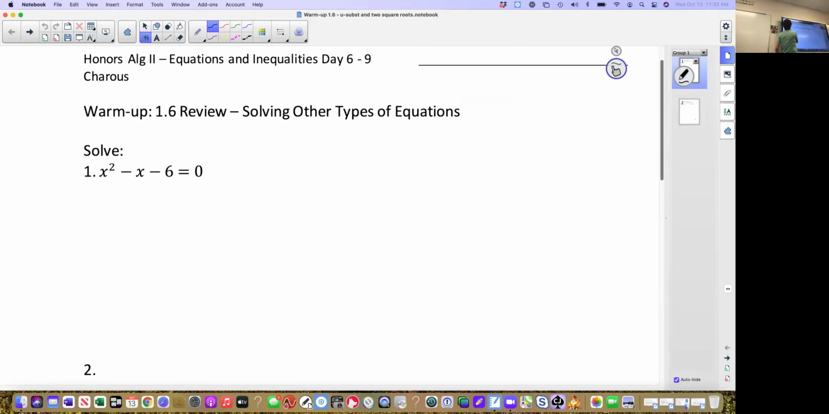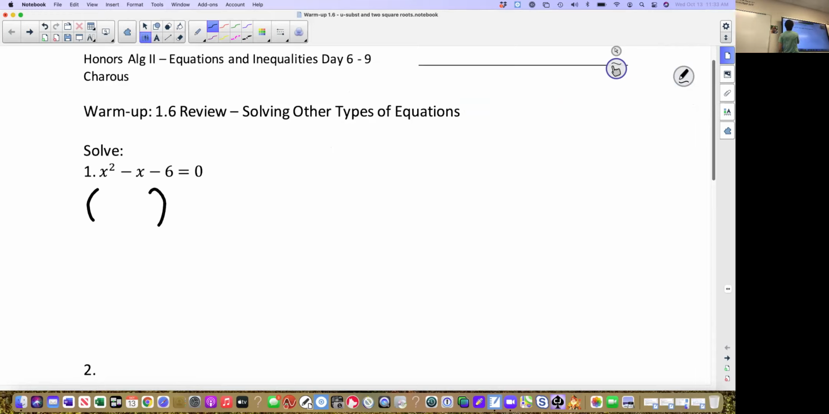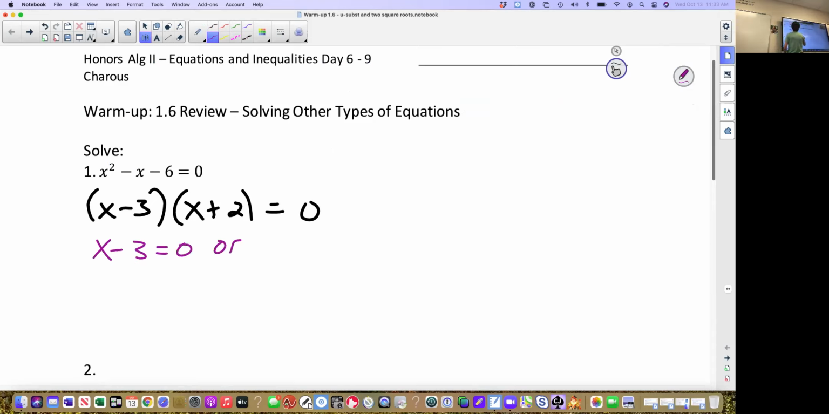Good, so how would this factor? X minus 3 times x plus 2 equals 0. And then by the zero product property, we'd say x minus 3 equals 0, or x plus 2 equals 0, so x is 3 or x is negative 2, right? That's how we solve a basic quadratic equation.